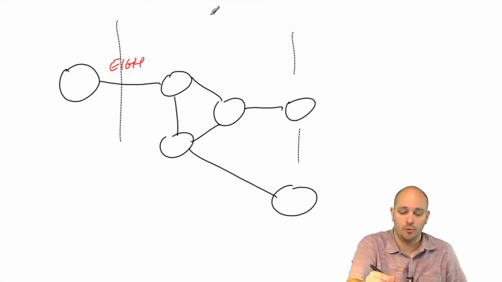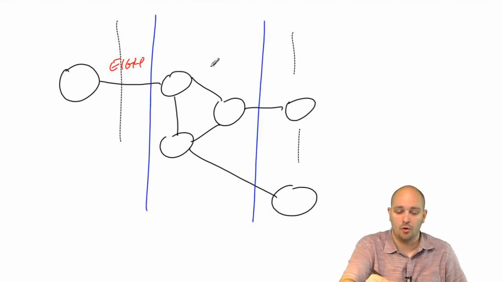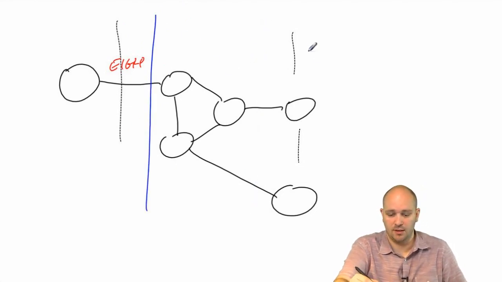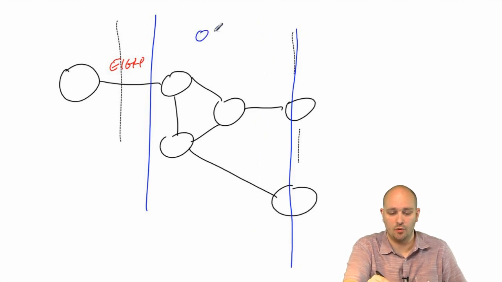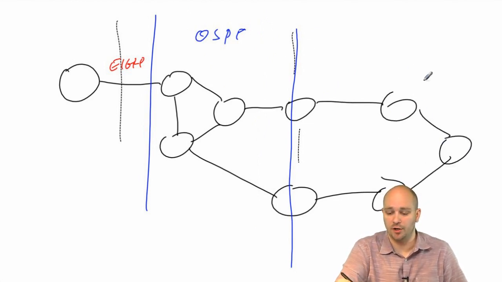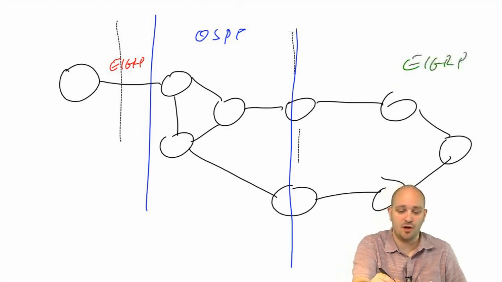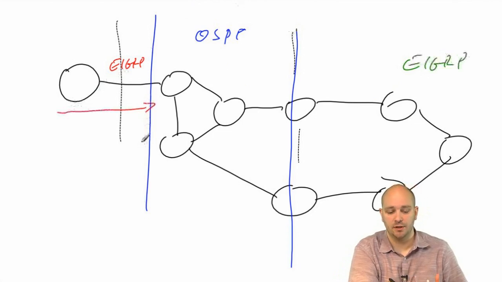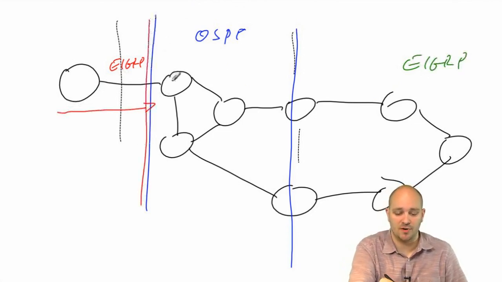Let's say that here we were running OSPF. Actually, you know what? Let's say that we are here running OSPF. And let's say that here we are running another EIGRP process. And let's say that this router here was injecting some routes. So we have an EIGRP process running on this router here and on this router here.